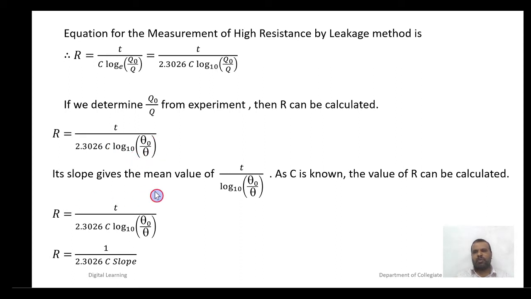Its slope gives the mean value of t divided by log10(θ₀/θ). As C is known, the value of R can be calculated. R = t/(2.3026 C log10(θ₀/θ)), or R = 1/(2.3026 × C × slope).